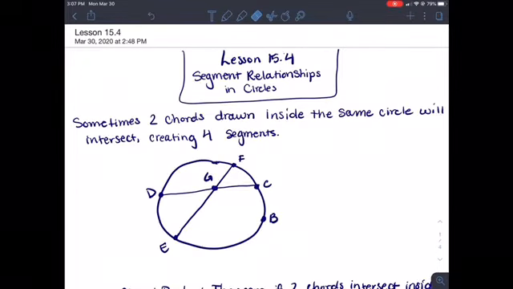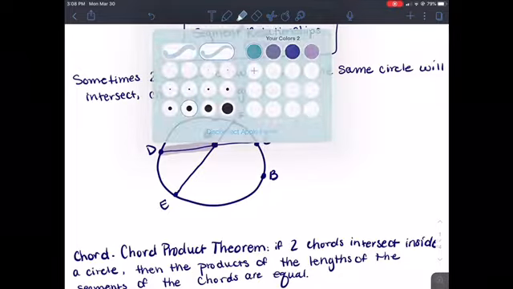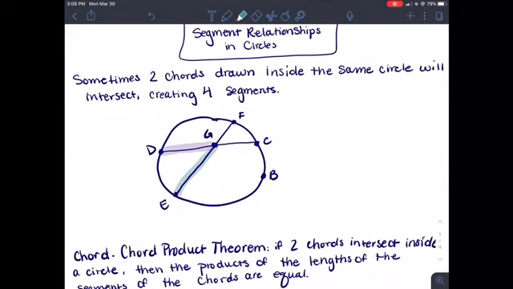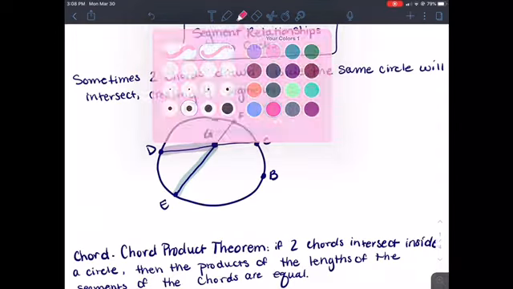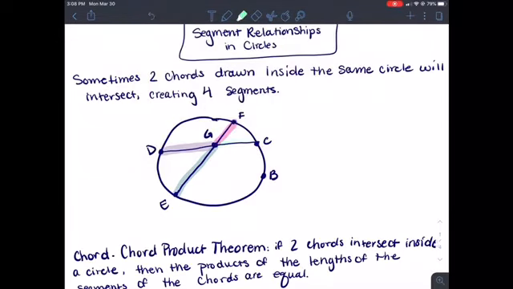Today we're going to be going over lesson 15.4, segment relationships in circles. It starts out by saying that sometimes two chords drawn inside the same circle will intersect, causing four segments. I'm going to highlight the four segments in different colors. Here's segment 1, segment 2, segment 3, and segment 4. Those are your four different segments.